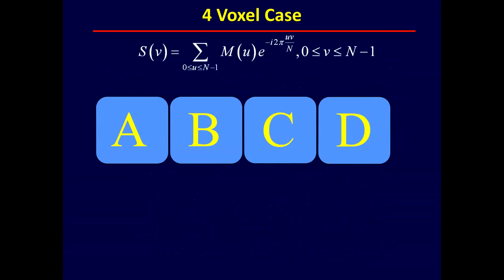All right, a little bit more complicated. 4 voxels. What is the S of 0? Yes, the same principle. Okay, we're going to go a little bit quicker here. What about S of 1? You have to look for the pattern. This term is the key here.